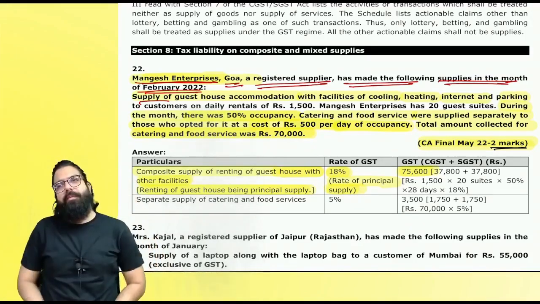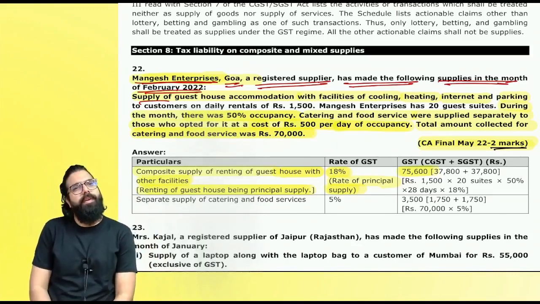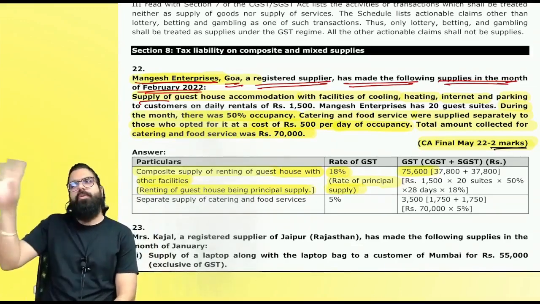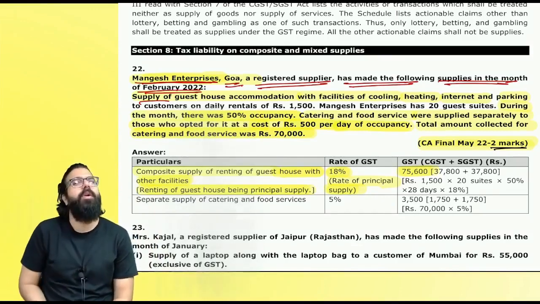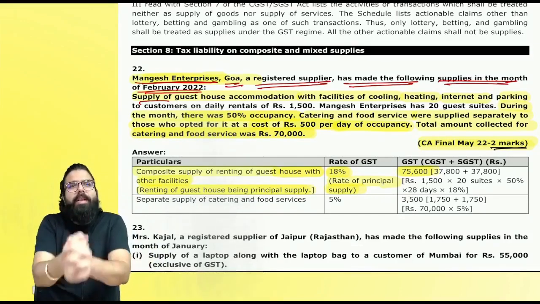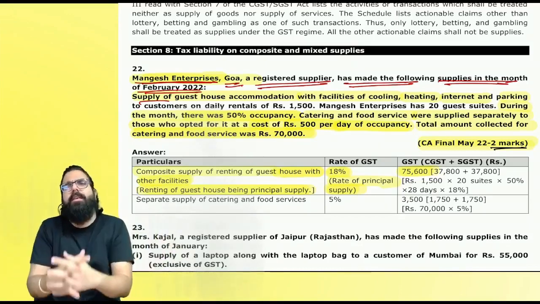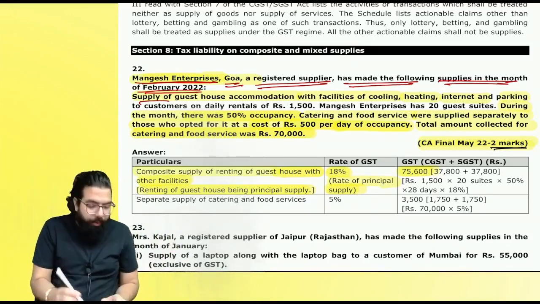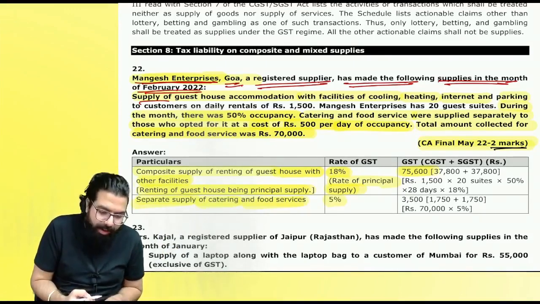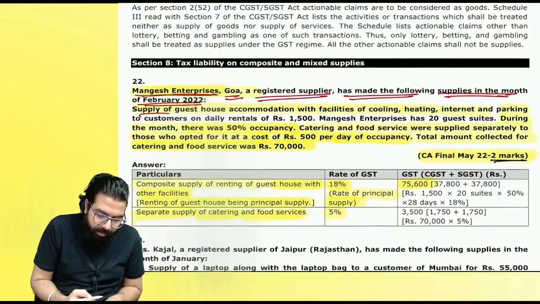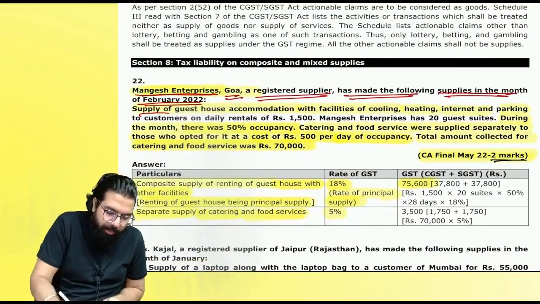You went to one hotel. You stayed in the hotel suite. Okay? They told, sir, we'll charge you 2000 rupees. If you want food, please come to our restaurant. We'll charge you 500 rupees. What is it? Is it together supply or separate supply? Separate supply of catering and food services, 5% GST is there. What is the rate of GST? 5% rate. Okay, sir, where did you find the rates?